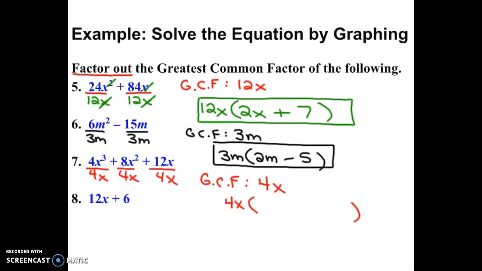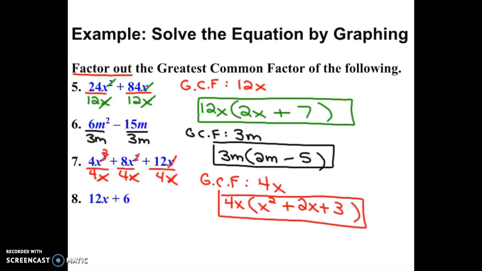When I do that, on the first term, the 4's cancel. An x cancels on the top and bottom, and you're actually just left with an x squared. On the second term, 8 divided by 4 is 2, and then only one of the x's cancels, so you're left with 2x. And then on the last term, 12 divided by 4 is 3, and the x is canceled, so you're left with just 3. So that's what that one would factor out to.